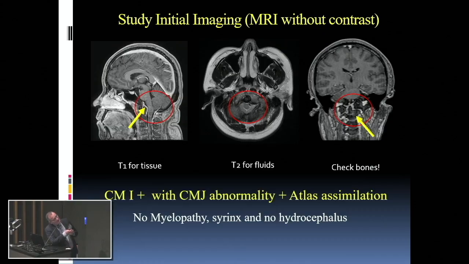This is basically the summary. The initial study shows you a T1 image showing that herniation. The T2 image shows you that there's crowding. That's the key word you want to hear. You also want to check the bones. You often find affiliated bony malformations in these patients. So this is a classic patient that has a Chiari I with a craniocervical junction abnormality and atlas assimilation, but no myelopathy. There's no signal change in the spinal cord proper, no syrinx, no hydrocephalus. So that's a simple case from a surgical perspective.